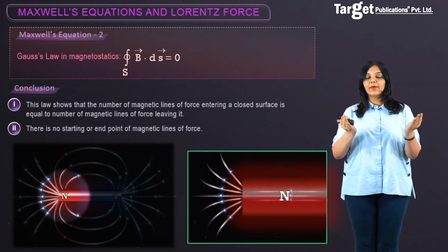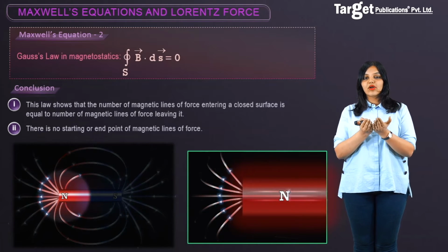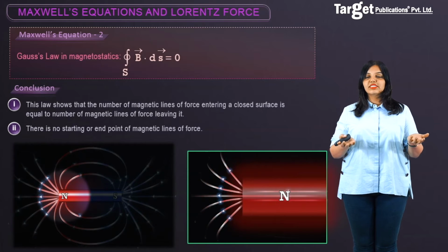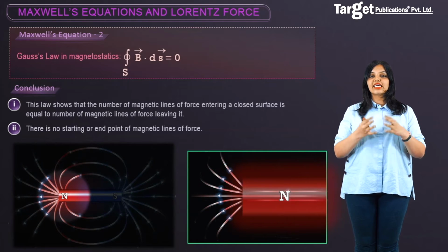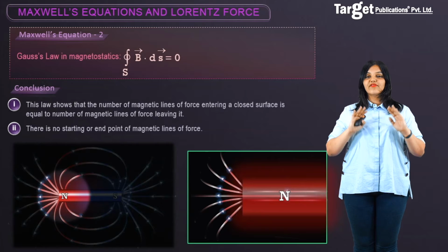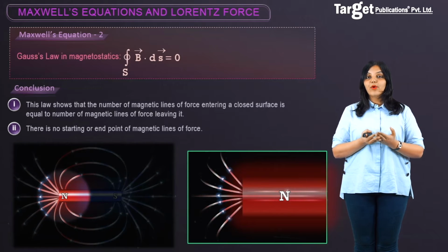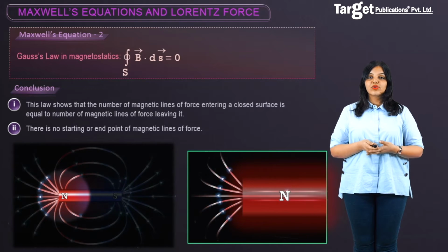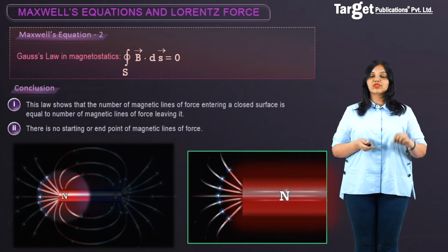Like you cannot just trap a north pole, because if you trap a north pole, then the total flux is going to be zero. The number of lines going inside and coming out is zero, and therefore you can never isolate a pole, and thus this proved that isolated monopoles, magnetic monopoles, do not exist.